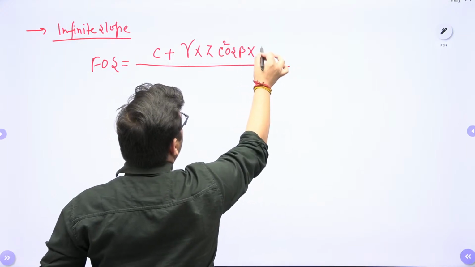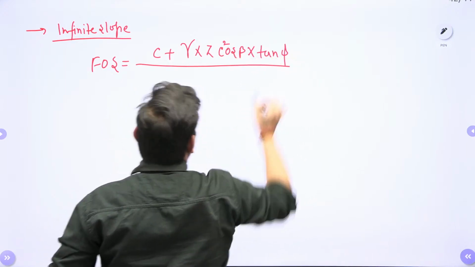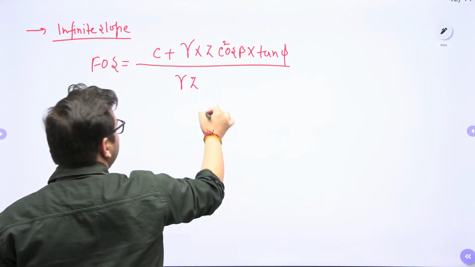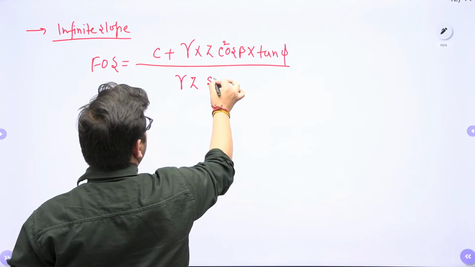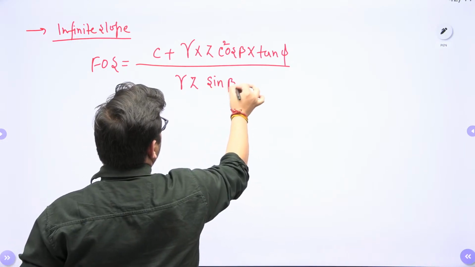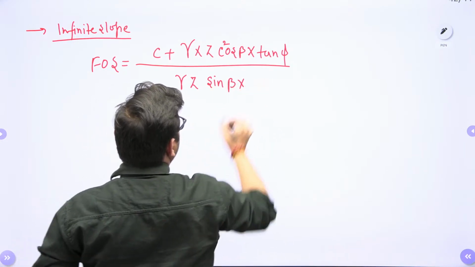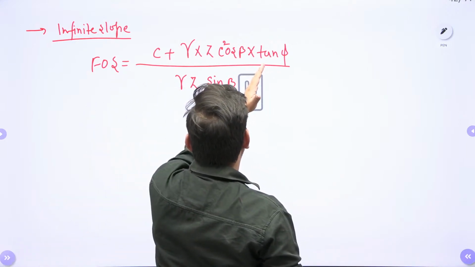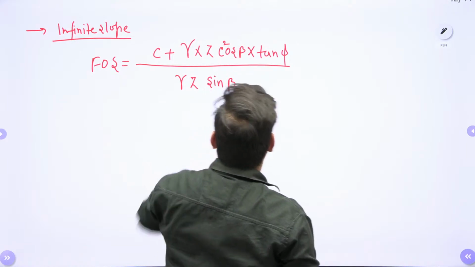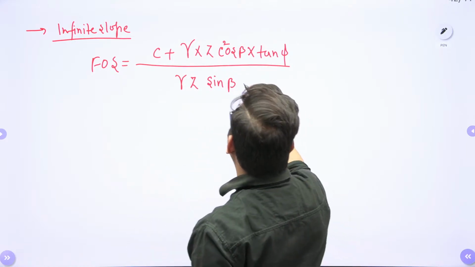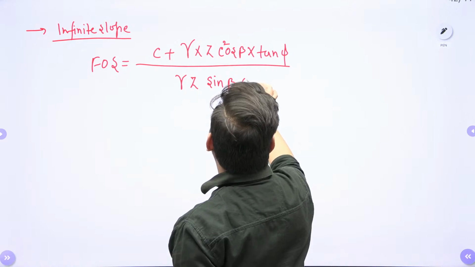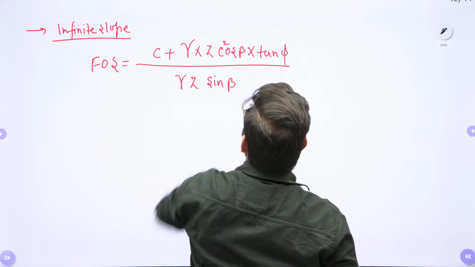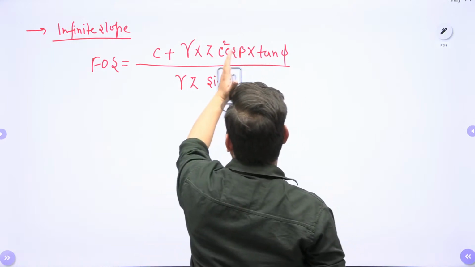cos square beta into tan phi. And this shear stress is gamma into Z sin beta into cos beta. Clear? Or we can just derive that particular relation also.